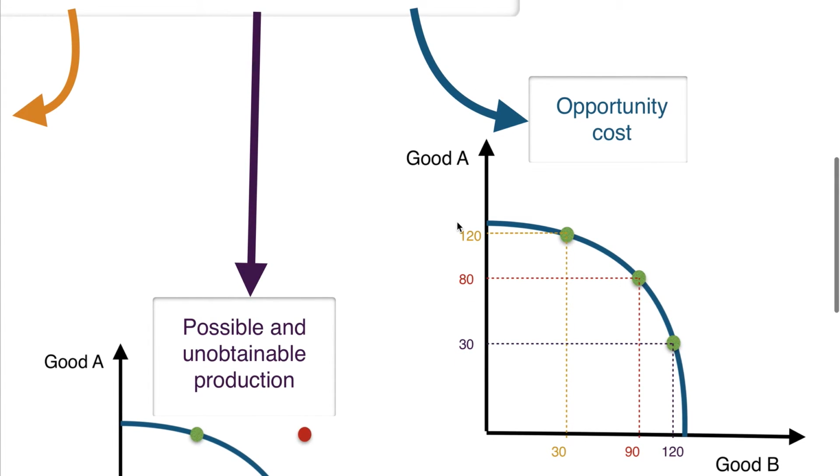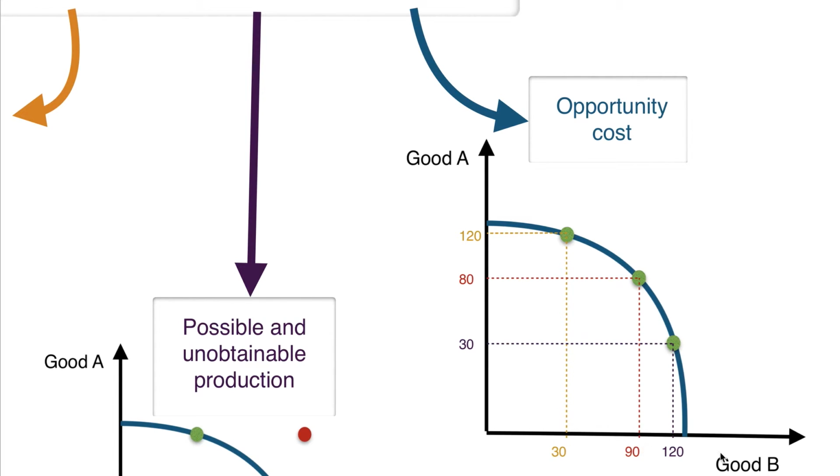Now moving on to PPF and opportunity cost. So how can we see opportunity cost from a PPF? Well, say we're producing nearly equal amounts of good A and good B, so that's 80 units of good A and 90 units of good B, so that's pretty similar. But then we decide to produce even more of good A, so we produce 120 units of good A, but this then means that with the given resources we can then only produce 30 units of good B. So this opportunity cost here is 90 minus 30, which is 60.